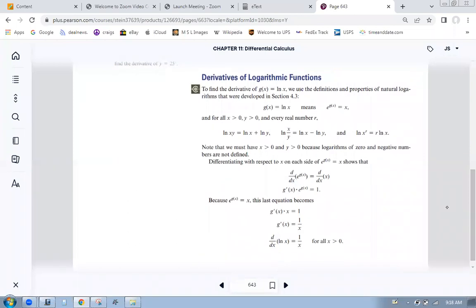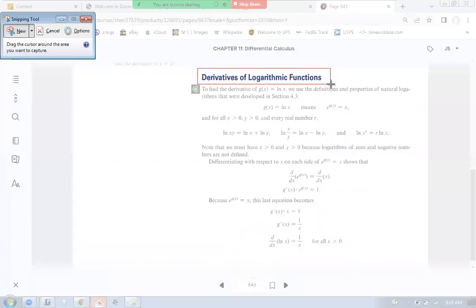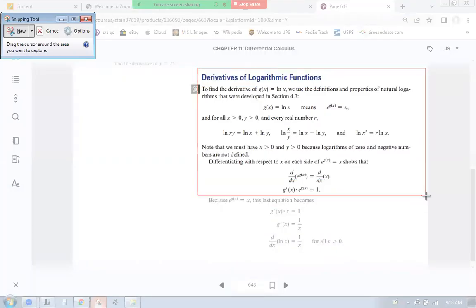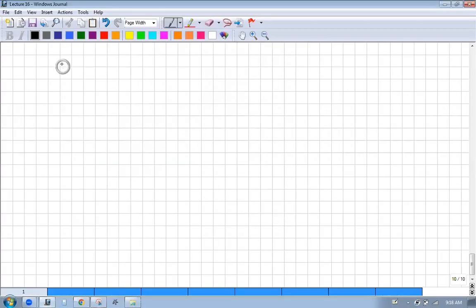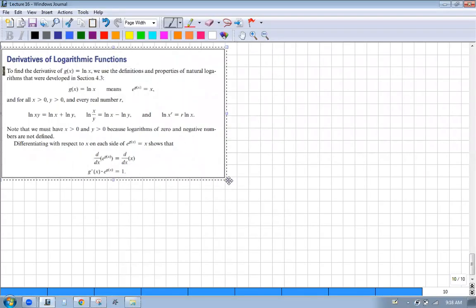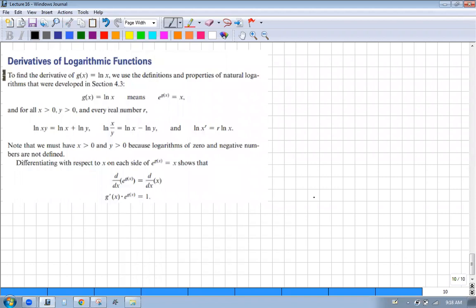All right, now we need to do the derivatives of logs. So that was their way of kind of introducing logs. Let's see here. I guess I'd like to show you something here. Like if you have x cubed, the derivative is 3x squared, right? You have x squared, the derivative would be 2x. You have x to the first, the derivative is just 1.